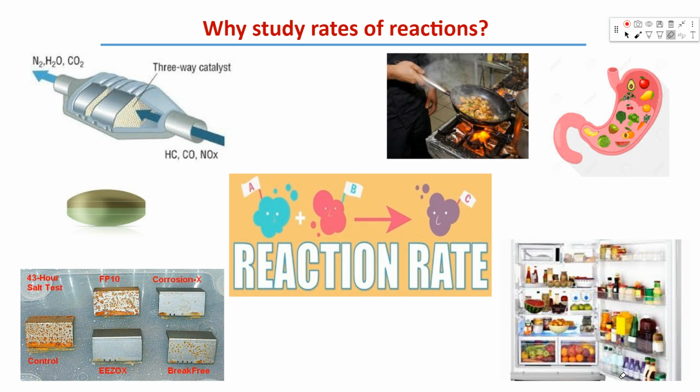Here's an example. This is pretty cool, actually. This is a 43-hour salt test. So they took this piece of metal and they submerged it in salt without any protection on it, and you could see the corrosion on it. And then they used 4 different types of corrosion preventing things on it and did the exact same thing. You can see that obviously that one is the best. It has very little corrosion on it.